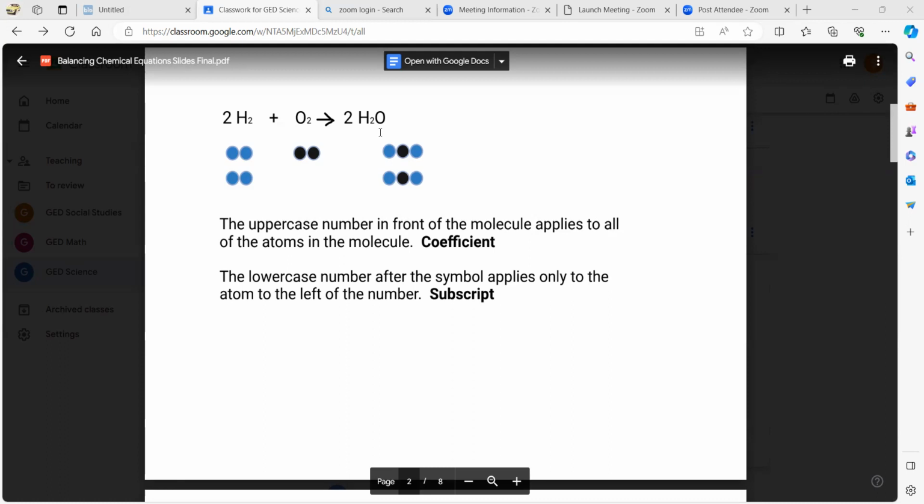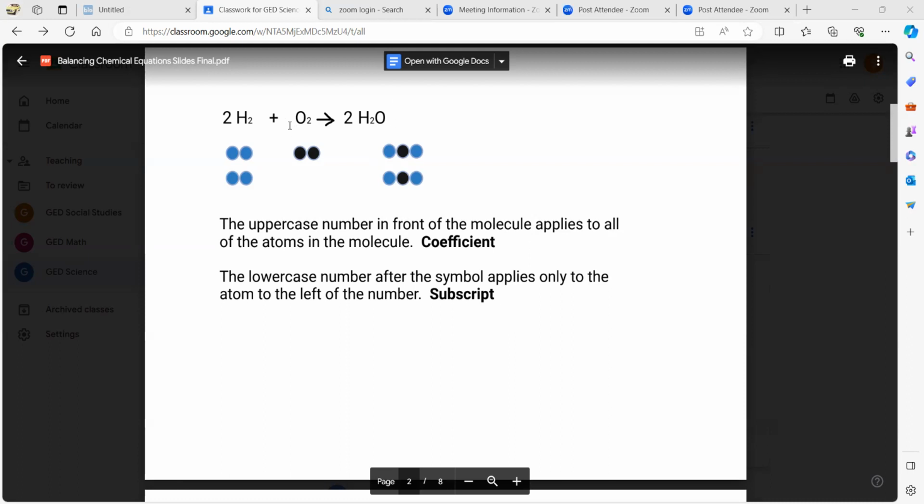Another thing that you should know about the GED exam is that sometimes they require you to write a 1 in front of a molecule when there's only one of them. Now, normally you wouldn't do this. Normally it's understood that if there is no number in front of or after the symbol for an atom, that is just understood to be 1. But for some reason, on some of the GED exams, I've heard that you do have to write a 1.